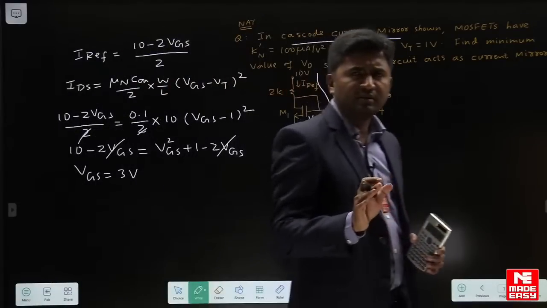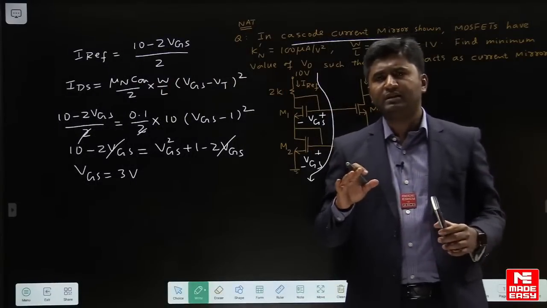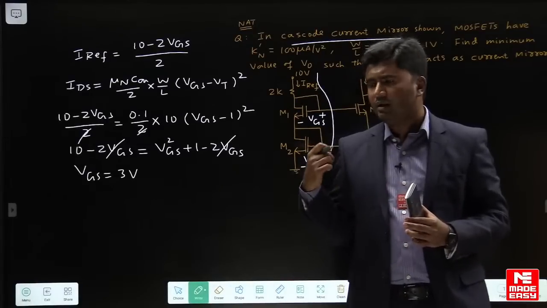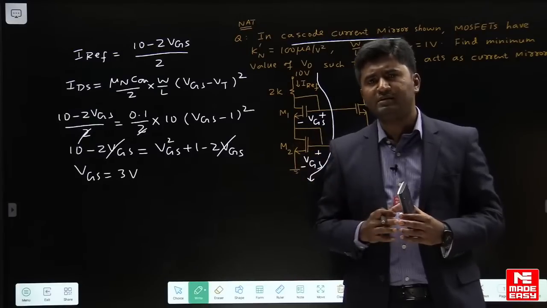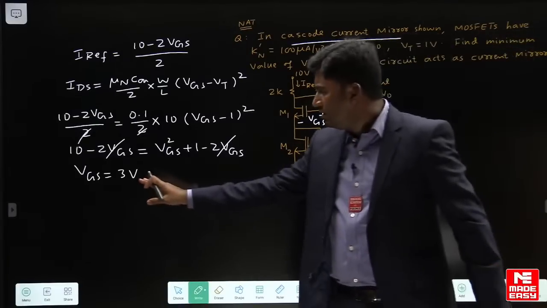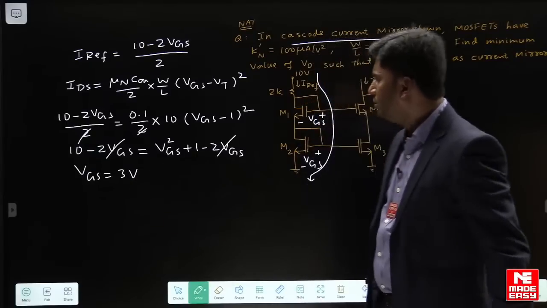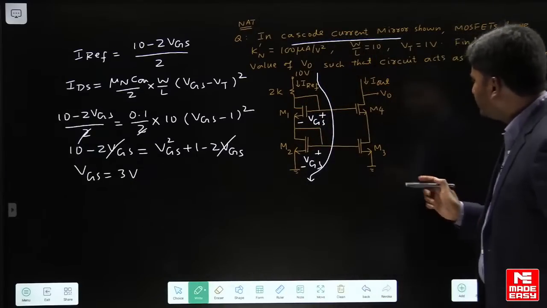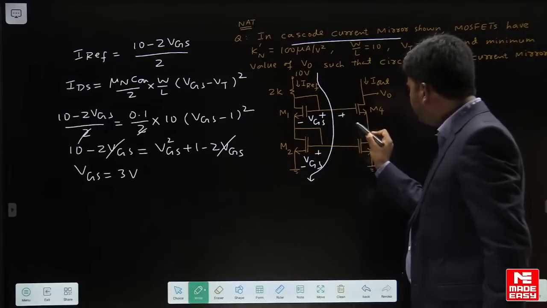You will get ±3. -3 को हमने इग्नोर किया क्योंकि VGS cannot be negative here, VGS has to be positive value. These are n channel enhancement MOSFETs, they must have a positive VGS. So I have considered +3, VGS equal to +3. Now what you do is you indicate VGS everywhere. This is also VGS.